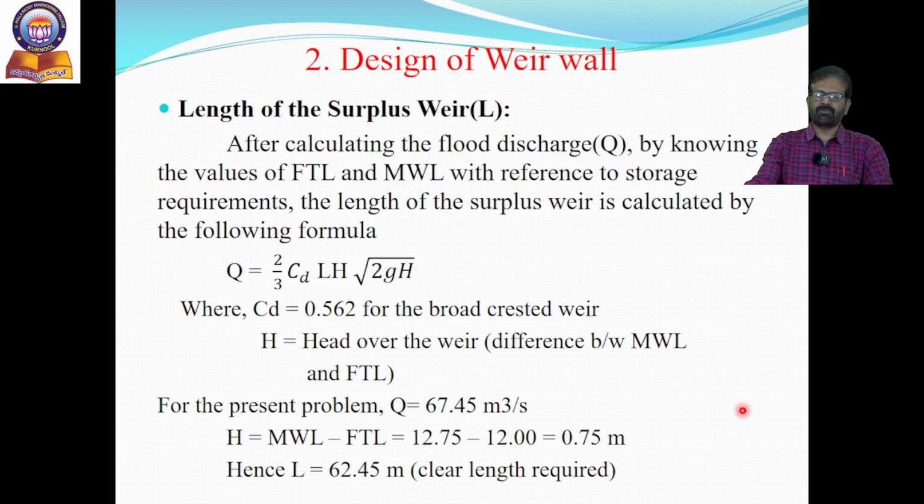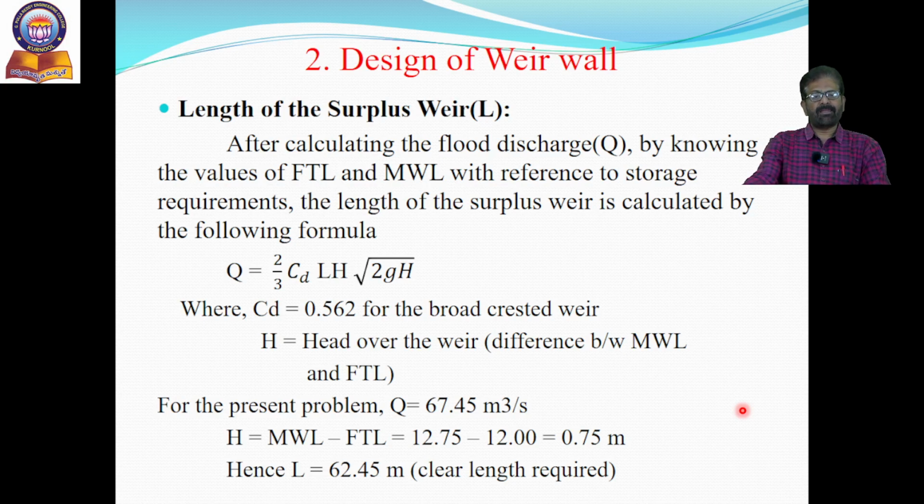Of course, side slopes are similar. So standard side slopes we can assume. Accordingly, we can design the wall. So coming to this procedure, how to determine the length of the surplus weir.